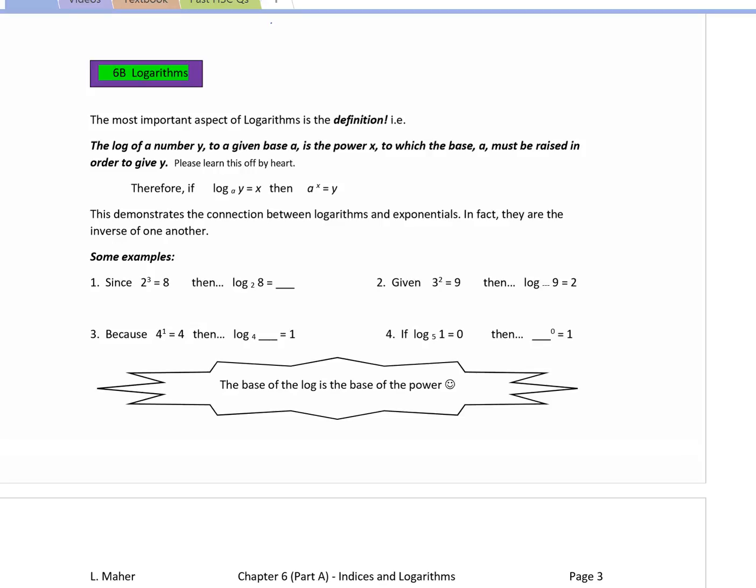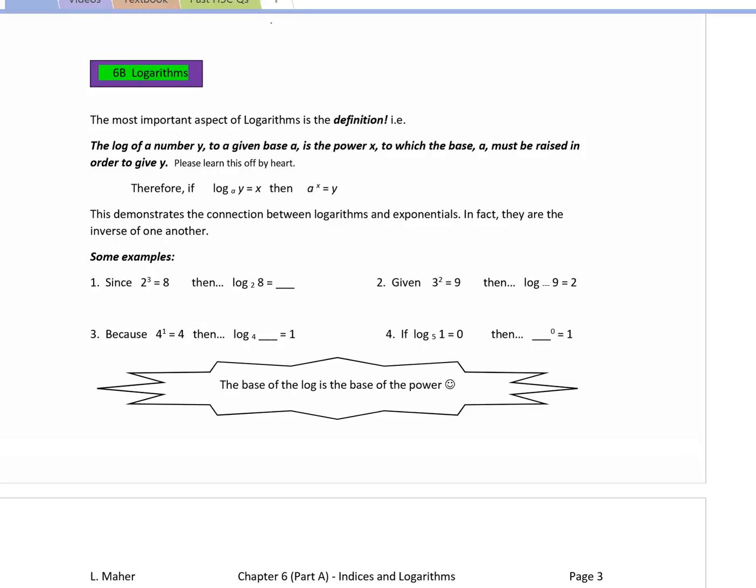Now, you might be wondering why we're doing logs after indices, and there is a really good reason. The reason is, as you know, to take the square root of something undoes squaring it. So if I square 3, I get 9. If I take the square root of 9, it gets me back to 3. Likewise, taking the log of a number undoes what raising a number to a power actually does.